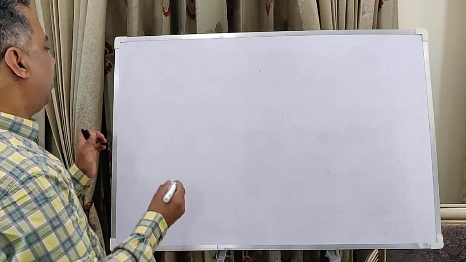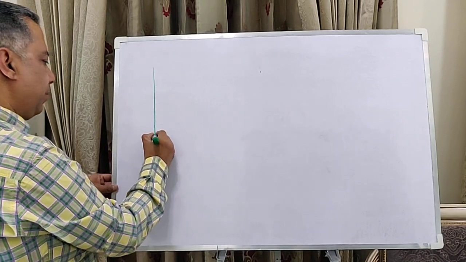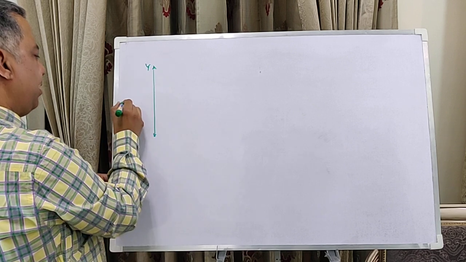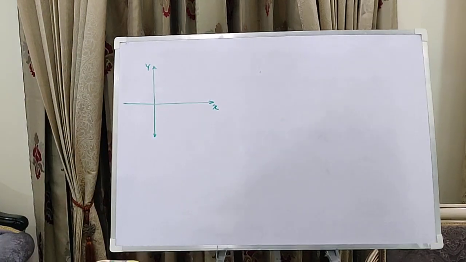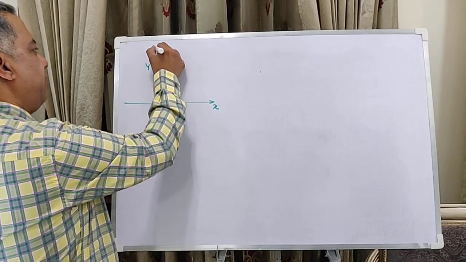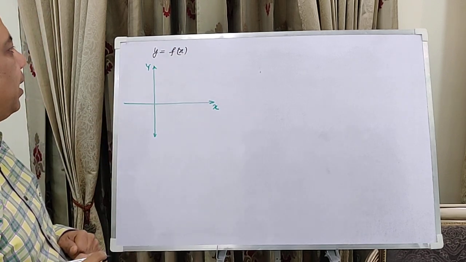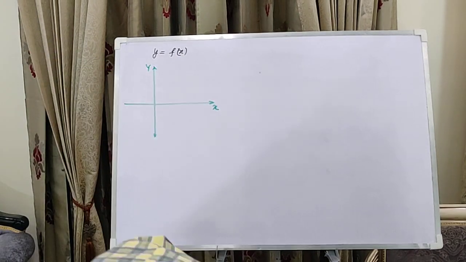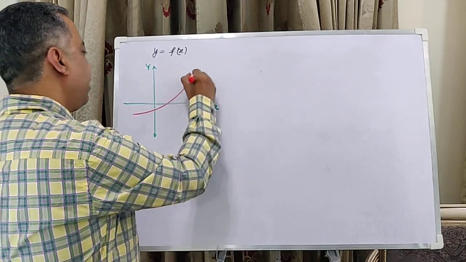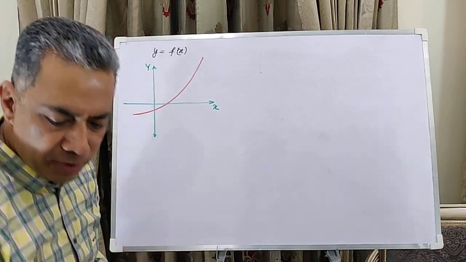For example, suppose you're given a function y equals f(x). This here is the y-axis, this is the x-axis, and we've been given a function y equals f(x). Okay, this is a function. What we'll do is draw a graph of this function and try and see what a derivative at a given point would mean in the context of this graph.